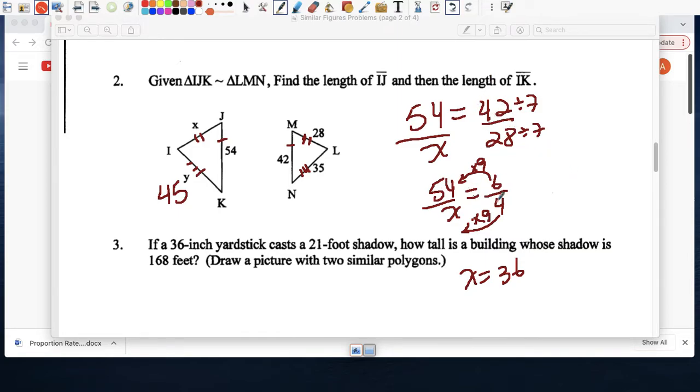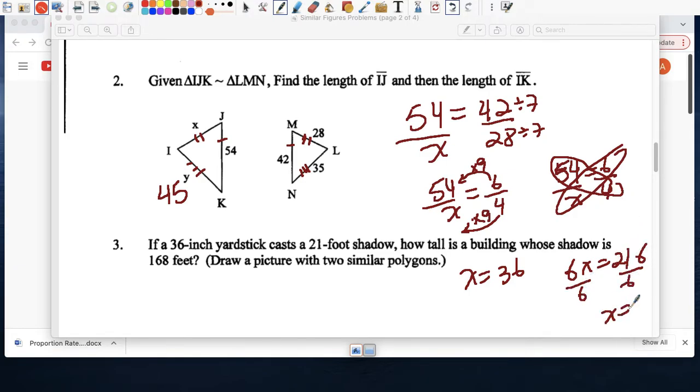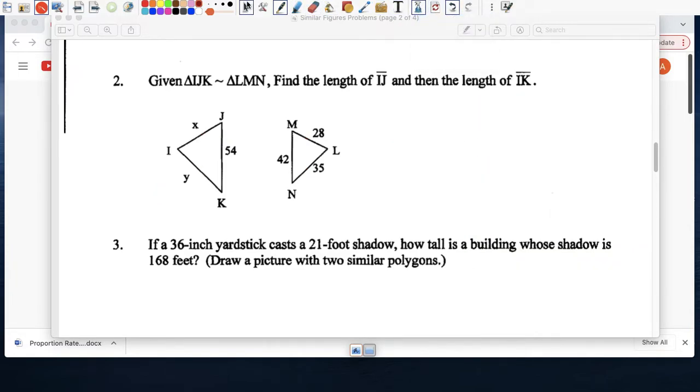So if you cross multiply, instead of using the big numbers, let's cross multiply here. These two, I get x times 6 is 6x. 54 times 4 is 216. Divide both sides by 6, and x equals 36.